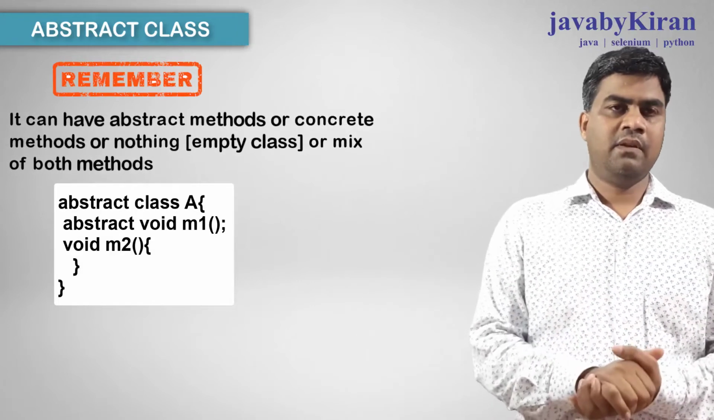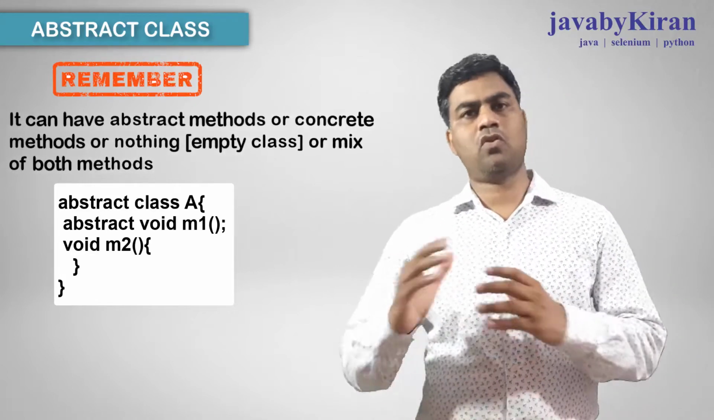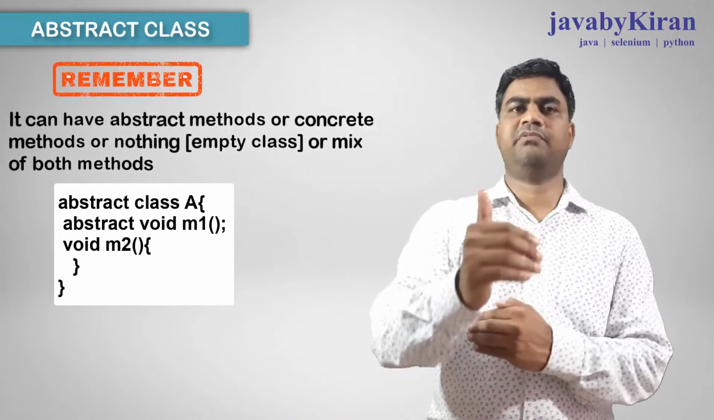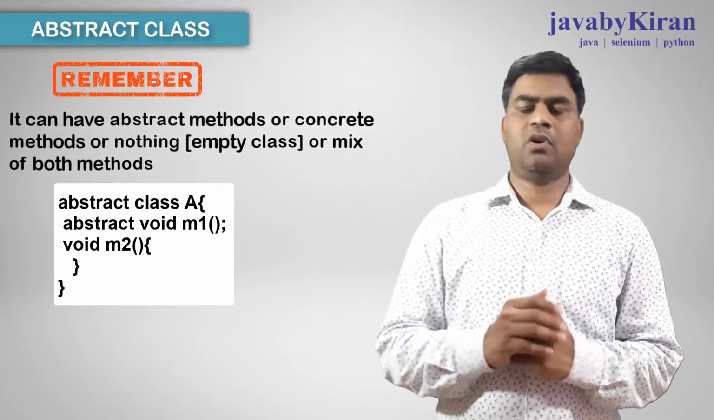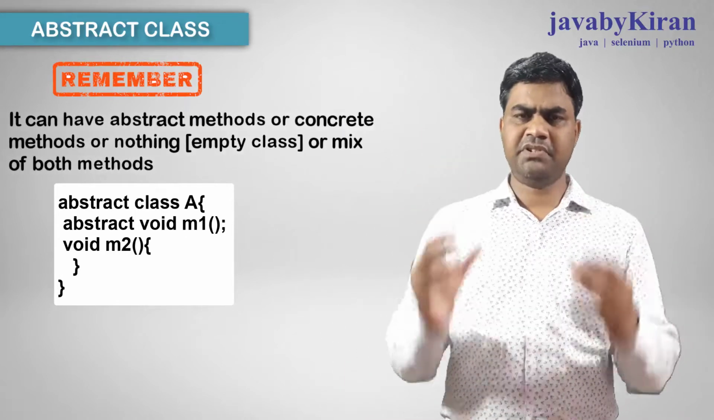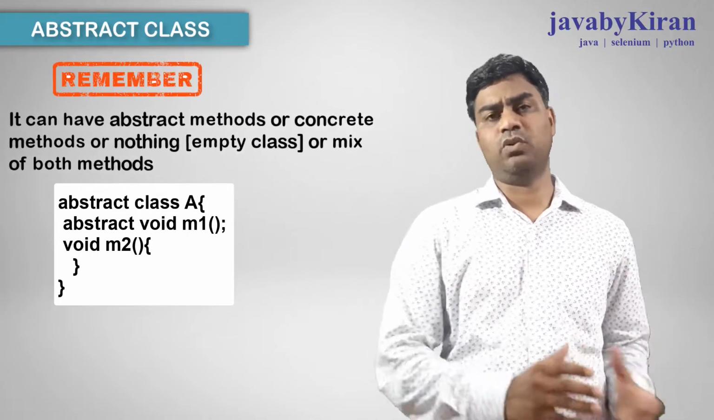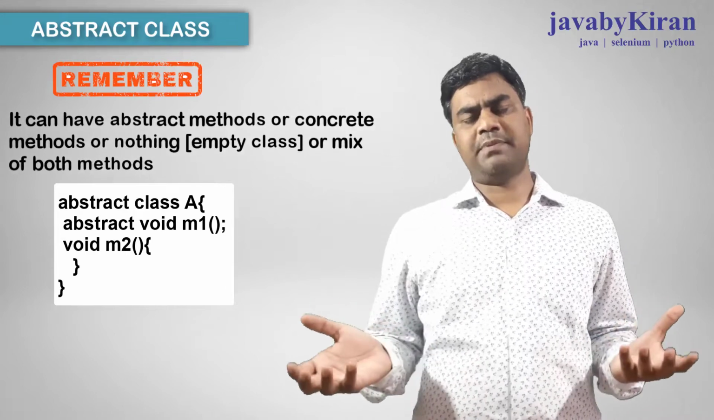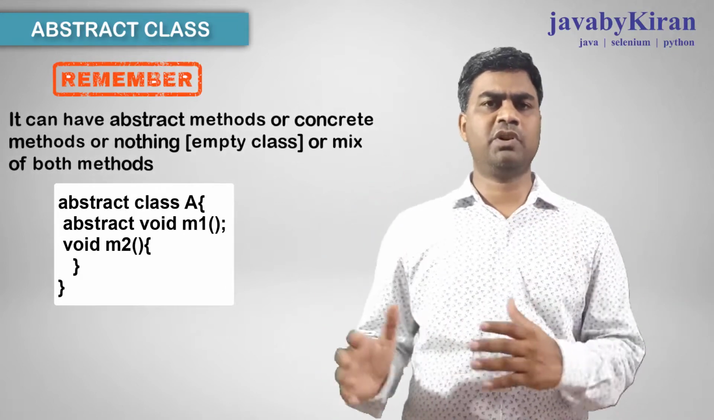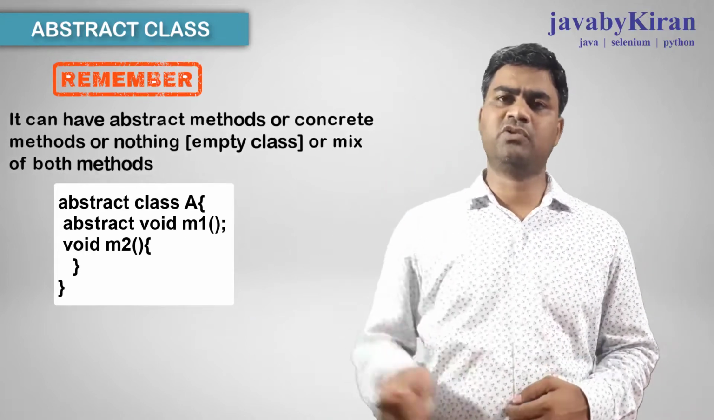What I said, abstract class can have abstract methods or concrete methods or nothing. Concrete methods means methods have body, or a mix of both. Some people make confusions here, some people make mistakes here. They think that abstract class should have abstract methods only. Some people say abstract class should have at least one abstract method. All these things are wrong. You can have all methods with body in abstract class, no problem. You can have all methods abstract, no problem. You can have a mix of both, no problem.